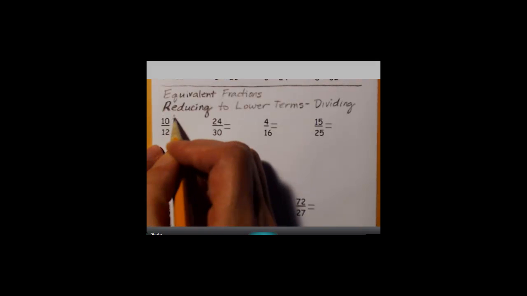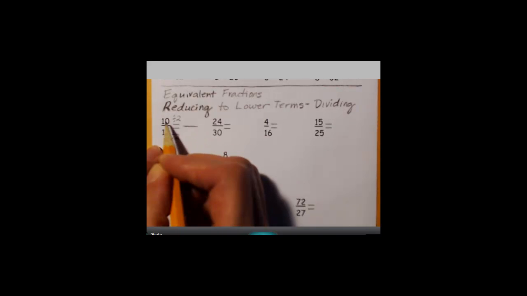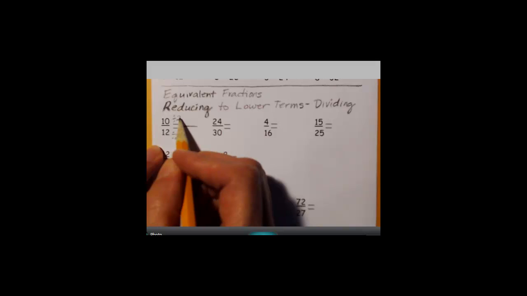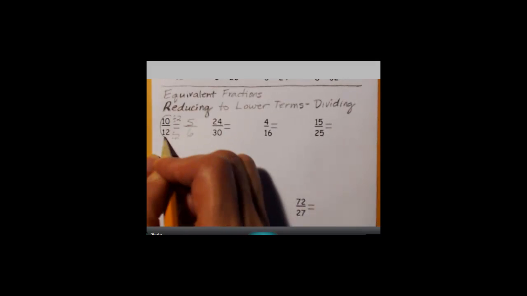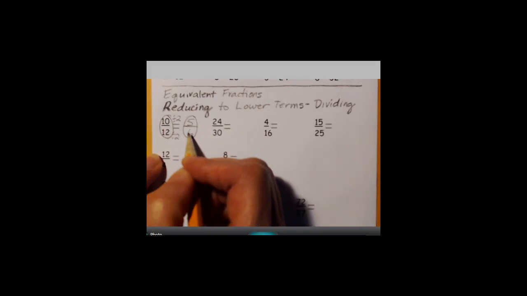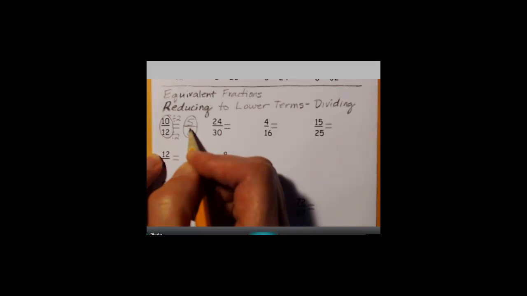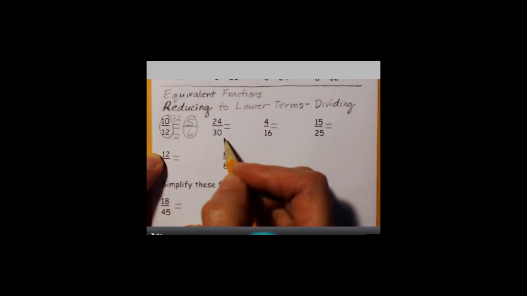So I'm going to write that here to kind of help us remember what we were doing. So 10 divided by 2 is 5, and 12 divided by 2 is 6. And so what we're stating here is that 10/12 is equivalent to 5/6. 5/6 is just written in simplified, reduced terms. So that's what we're going to be doing for all of these. We're going to be looking for a common factor for both the numerator and the denominator.